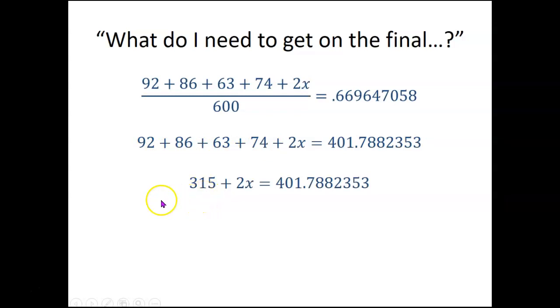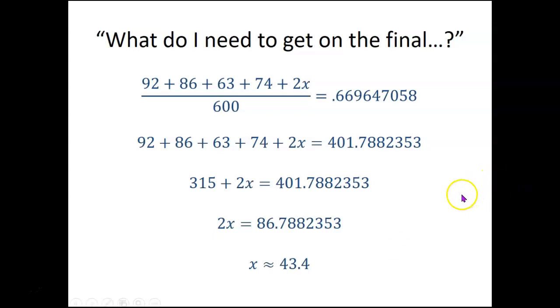And then I can subtract 315 from both sides, and I get 2x equals 86.788253. Then finally divide both sides by 2, and x comes out to be about 43.4. So in this situation, to get a C for the course, the student just needs 43.4 on the final.